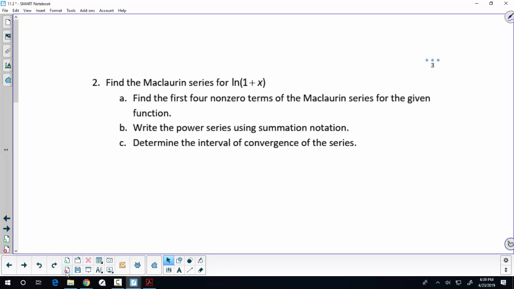All right, so y'all try this one. Maclaurin series. Remember, Maclaurin series means that the center A is equal to 0 for ln of 1 plus x. And maybe just try to get through part A and B for now. We'll see how that goes.